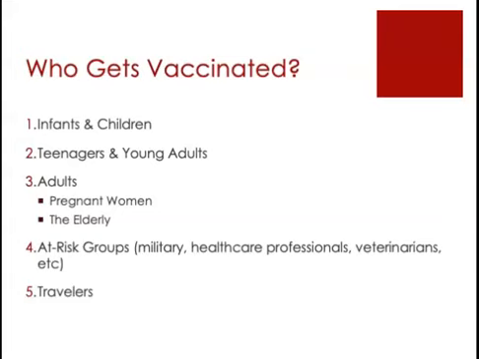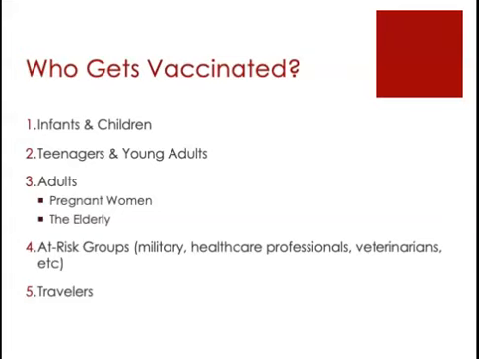There are some vaccines that are given specifically to adults, including pregnant women and the elderly. Elderly people begin to lose the strength of their immune system, and so have to have protection against some of the pathogens that tend to hit them as they age.